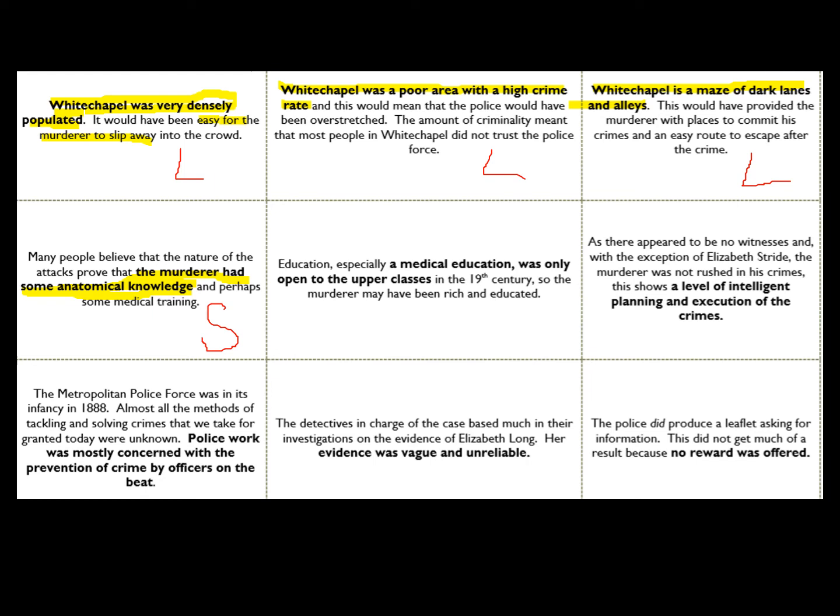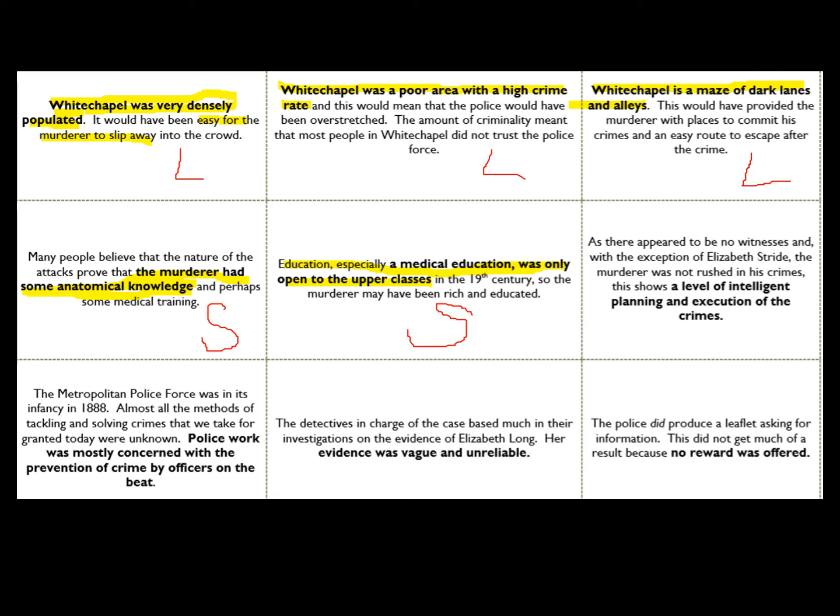This one says education, especially medical education, was only open to the upper classes in the 19th century, so the murderer may have been rich and well educated. Technically that's a skill of the murderer, because obviously they're not going to be able to arrest someone if they're very wealthy and powerful, and it's less likely that the wealthy and powerful would commit a crime that they thought they were going to be caught for doing.